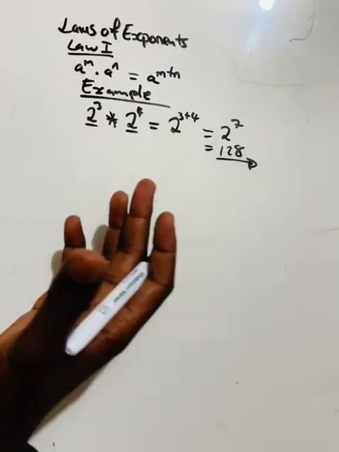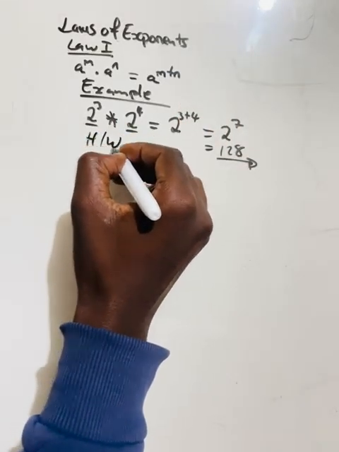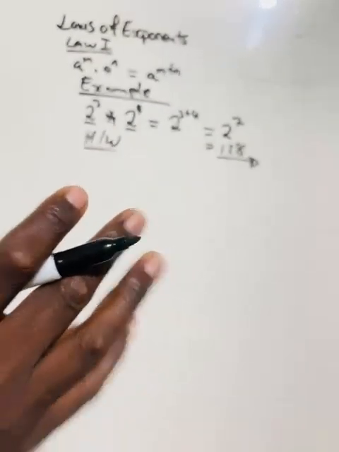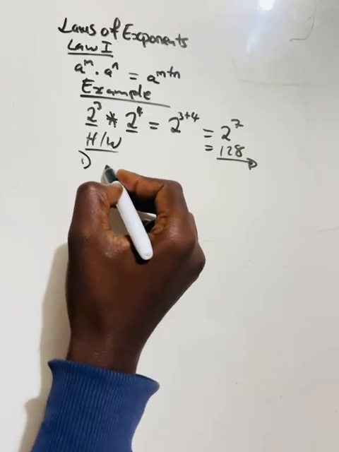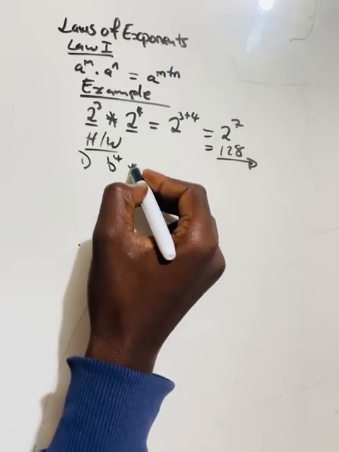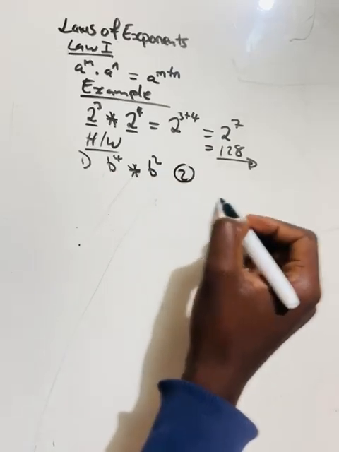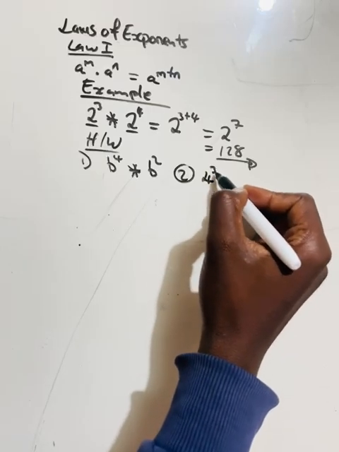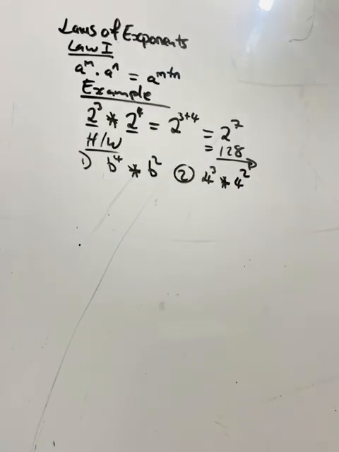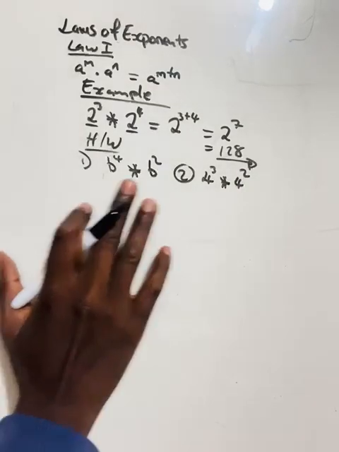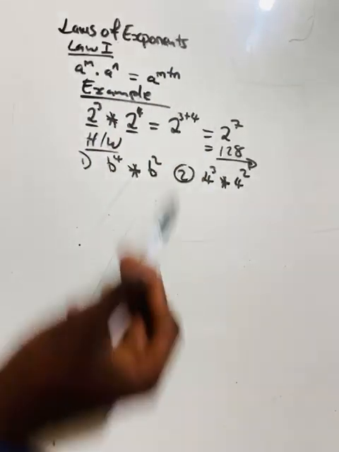As a matter of fact, here's a question that I would like you to deal with as your homework. And please do submit your answers in the comment section. I'll tell you whether what you would have done is correct or not. So, number 1, you've got b to the power 4 multiplied by b to the power 2. Number 2, you have 4 to the power 3 multiplied by 4 to the power 2. These are the two questions which I'm giving you. Practice them.